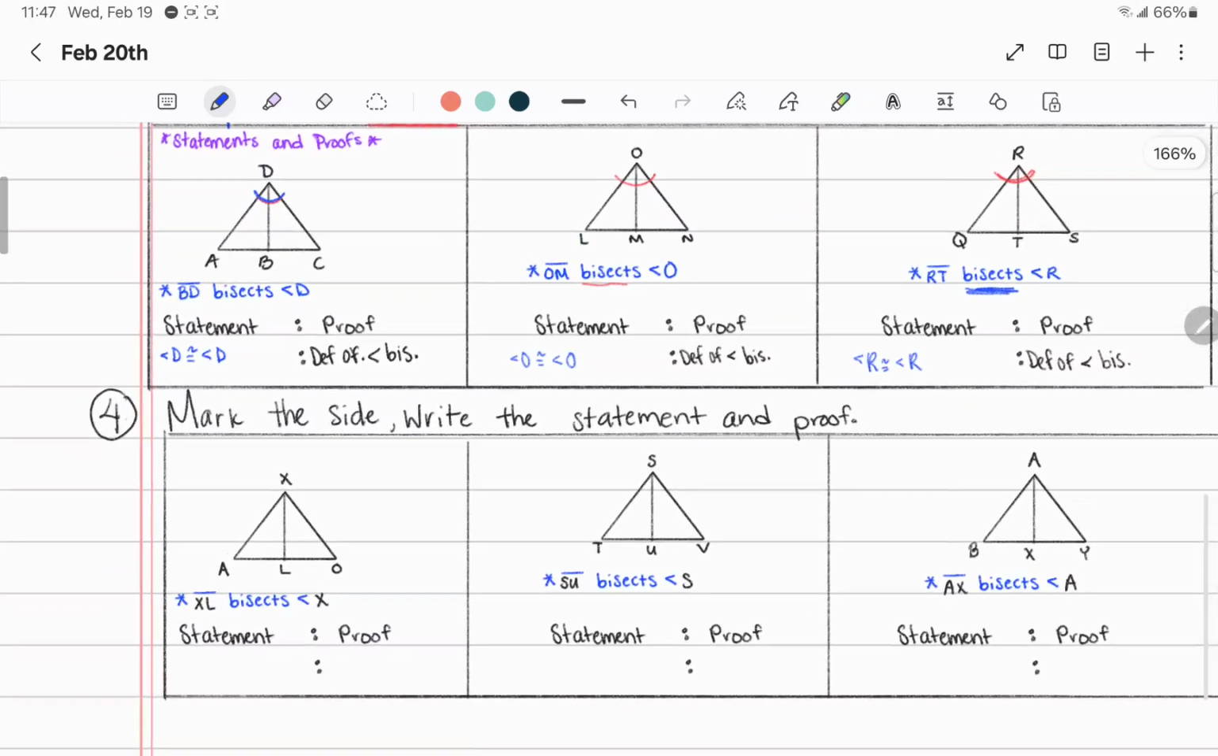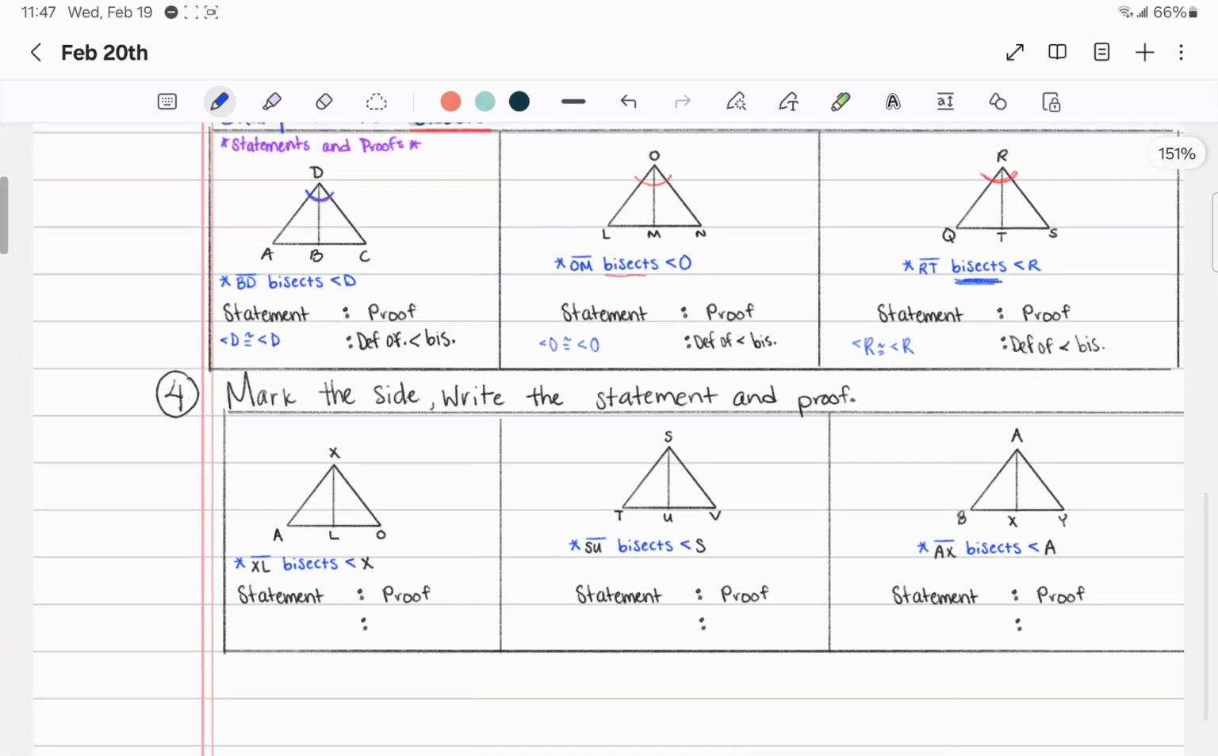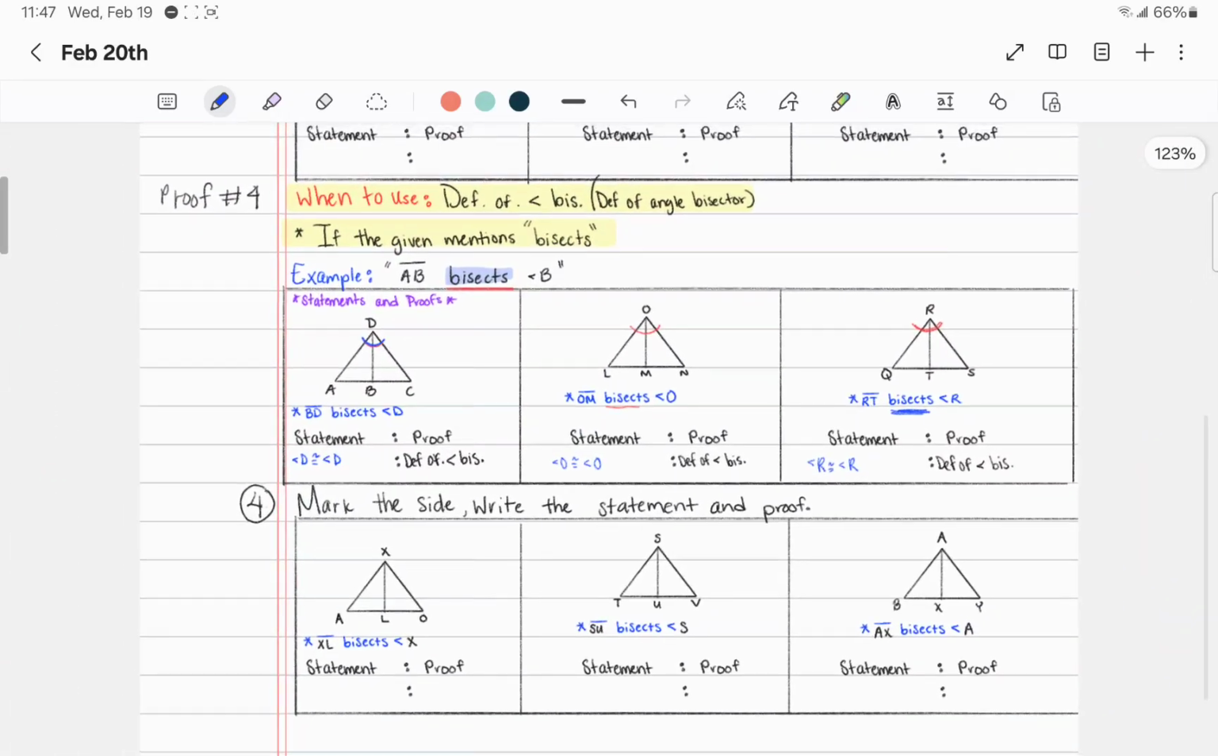So now you guys have your 3 practice questions here as well. One for midpoint and one for angle bisector.